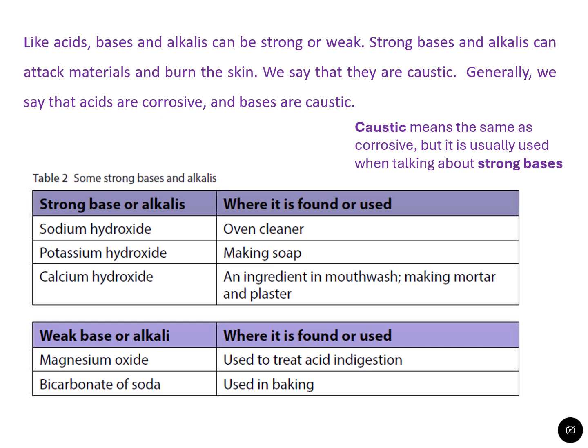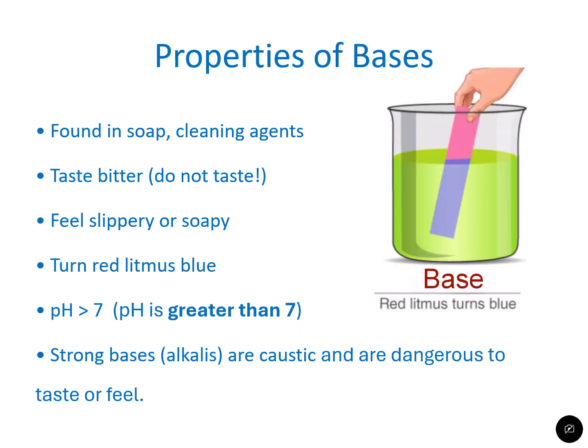Strong bases are sodium hydroxide, which is your oven cleaner, potassium hydroxide, which is used in making soap, and calcium hydroxide, which is an ingredient in mouthwash and in making mortar and plaster. Weak bases are magnesium oxide, which is used to treat acid indigestion, and bicarbonate of soda, my apologies, which is used in baking.